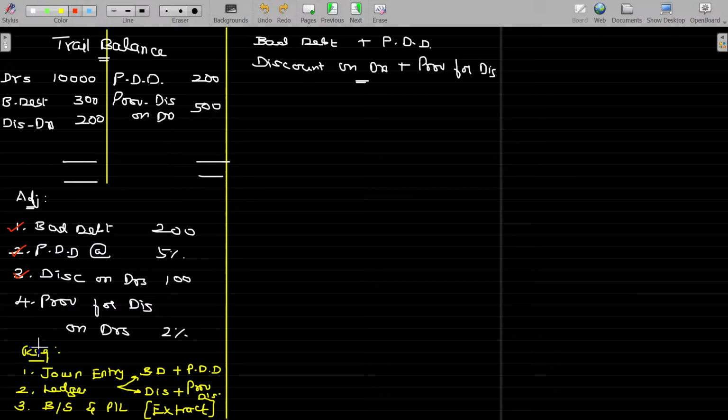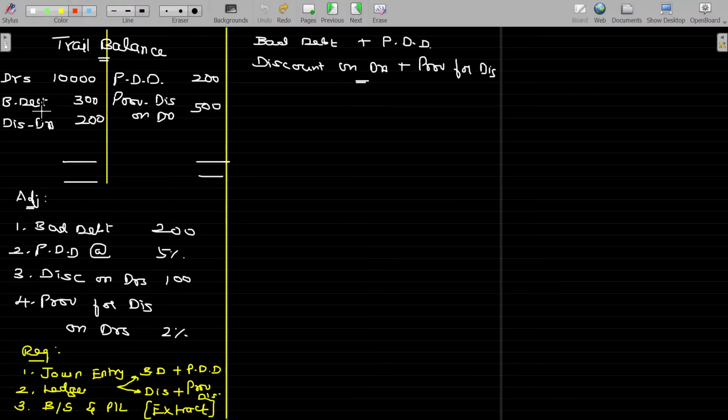So what is the requirement here? What are the requirements we have to fulfill here? Pass journal entries, prepare ledgers for bad debt, provision for doubtful debts, discount on debtors and provision for discount on debtors, and also show how this will appear in the balance sheet and P&L as an extract. So these are the things that are going to be completed in this illustration.